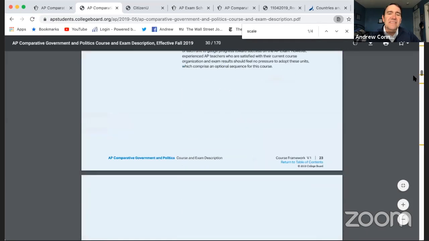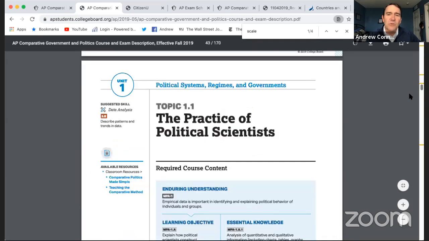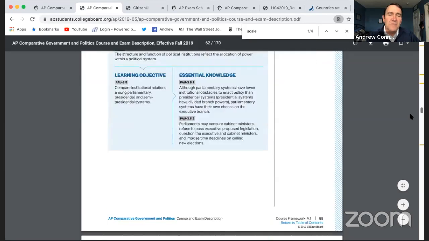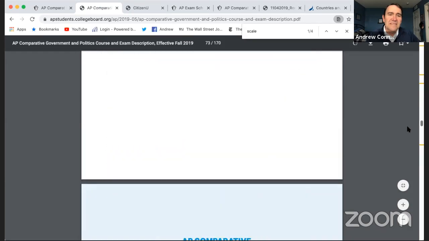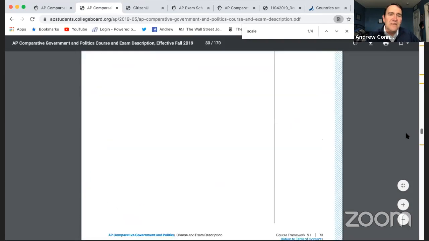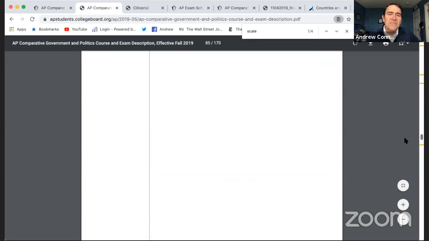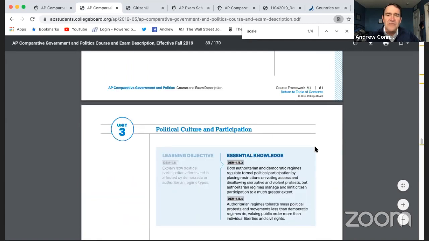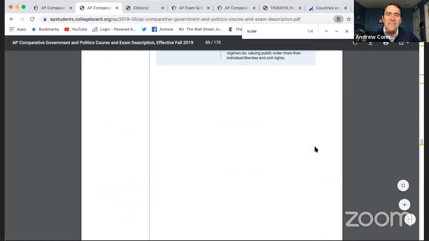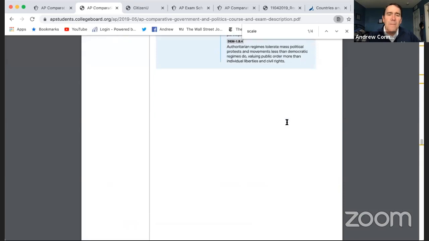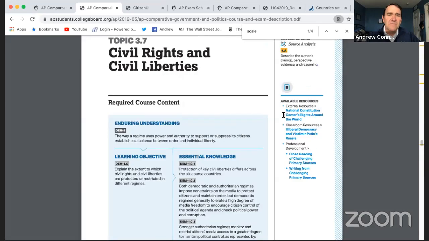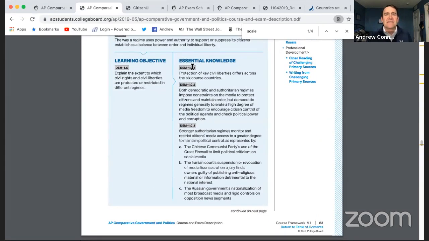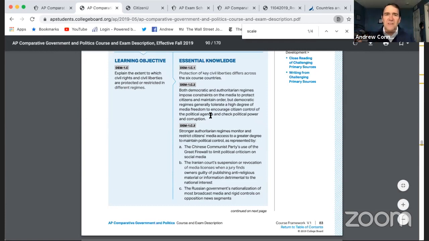I want you to see today's particular topic, 3.7, an example of how you could use this as a study guide. So we're making our way through unit 2, and here's unit 3. When you go to civil liberties and civil rights, when you download that course description, your teachers have access to this and you have access to this. When you go to 3.7, civil rights and civil liberties, anything in the essential knowledge is essentially fair game content.